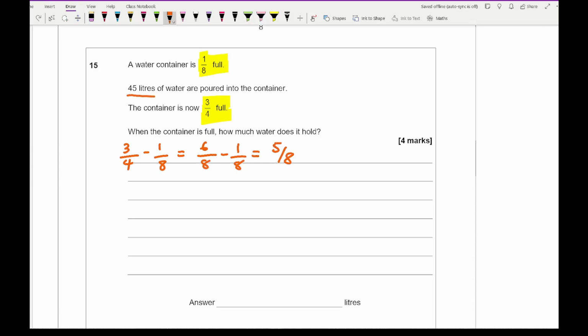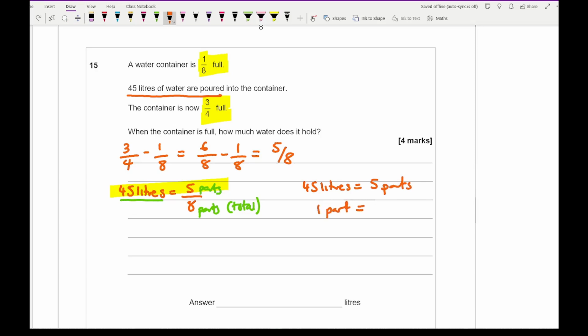Now, it then says that 45 litres was poured into the container. So 45 litres equals 5/8. Now, the 45 litres is basically 5 parts and 8 parts is the total. So if 45 litres is 5 parts, then that means that 1 part is going to be 45 divided by 5, which is 9, so 9 litres. And if the total is 8 parts, that means that the total capacity of the container is going to be 8 times 9, which is 72.